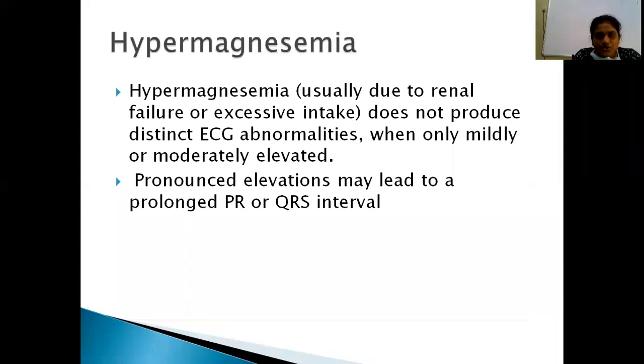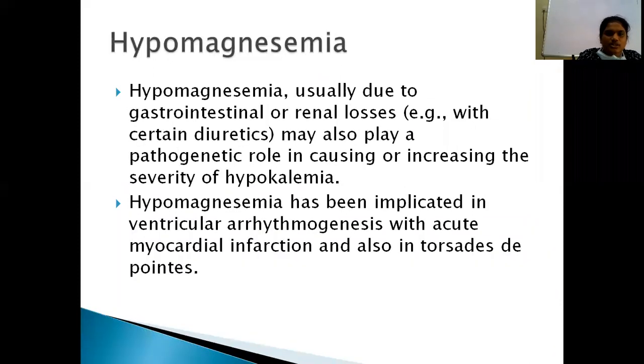Hypermagnesemia, usually due to renal failure or excessive intake, does not produce distinct ECG abnormalities when only mildly or moderately elevated. Pronounced elevation may be seen with prolonged PR and QT intervals, whereas hypomagnesemia, usually due to gastrointestinal or renal losses, may also play a pathological role in causing or increasing the severity of hypokalemia. It leads to ventricular arrhythmias with acute myocardial infarction.